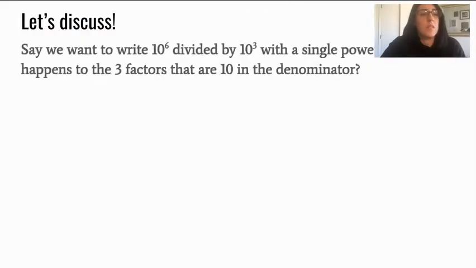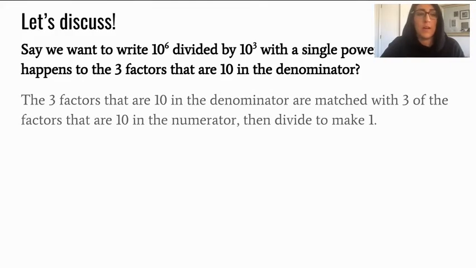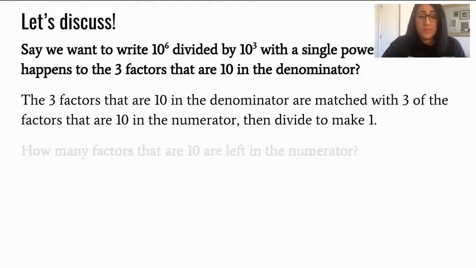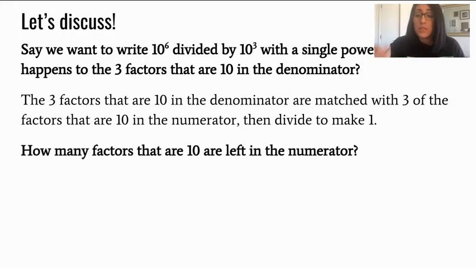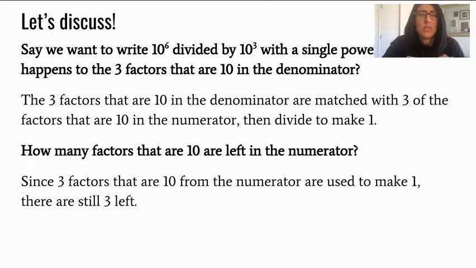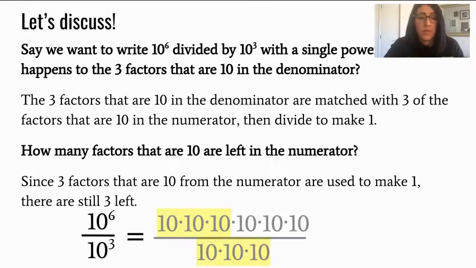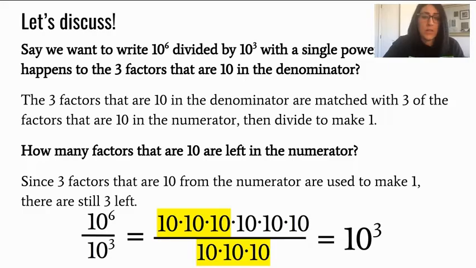So let's just discuss some things here. Let's say we want to write 10 to the 6th divided by 10 to the 3rd with a single power of 10. What happens to the 3 factors that are 10 in the denominator? Well, those 3 factors that are 10 in the denominator are matched with 3 of the factors that are 10 in the numerator. Then you would divide to make 1. And how many factors that are 10 are left in the numerator? That would be 3 factors. So let's just have a visual of what that means. Here's the 10 to the 6th divided by 10 to the 3rd. If you list out those factors, you see that there's 3 factors of 10 in the numerator, 3 factors of 10 in the denominator that would divide to equal 1, which leaves you with 10 to the 3rd.